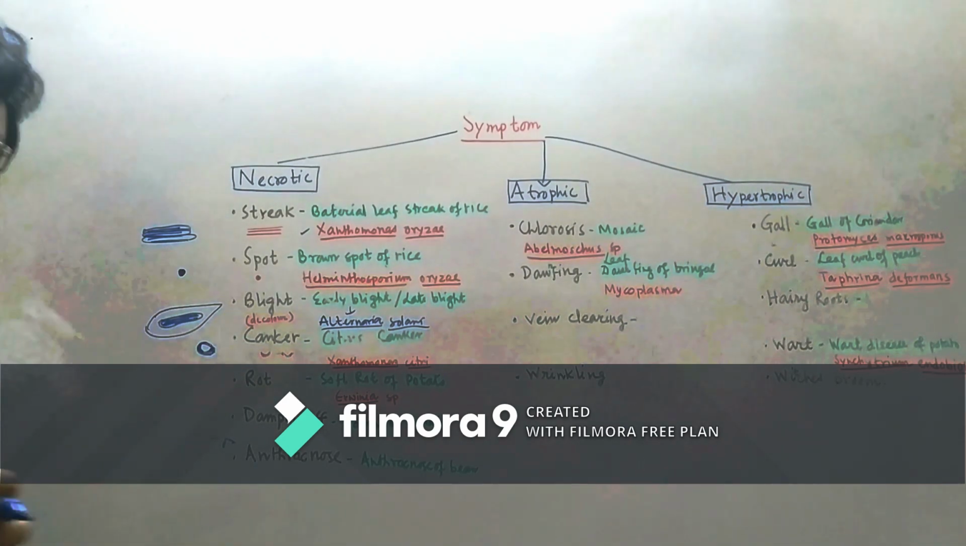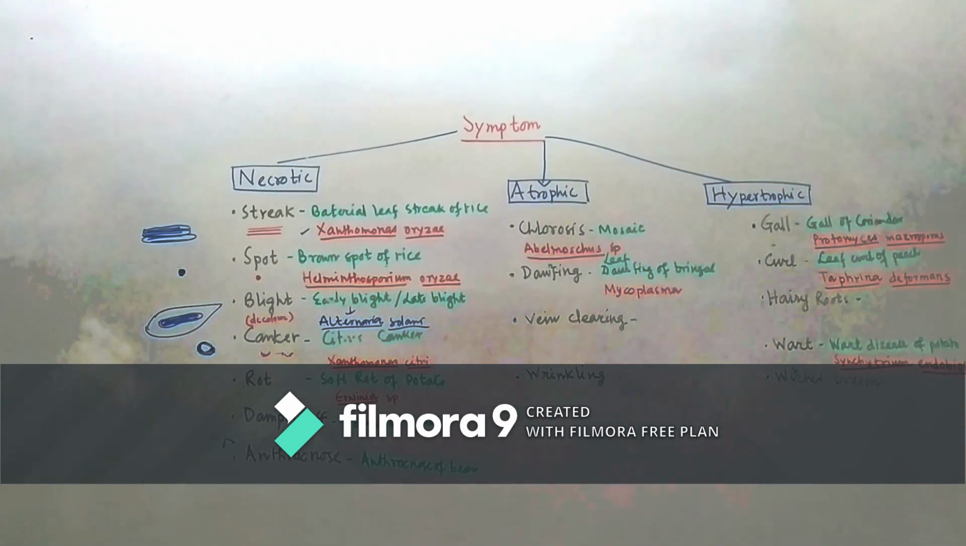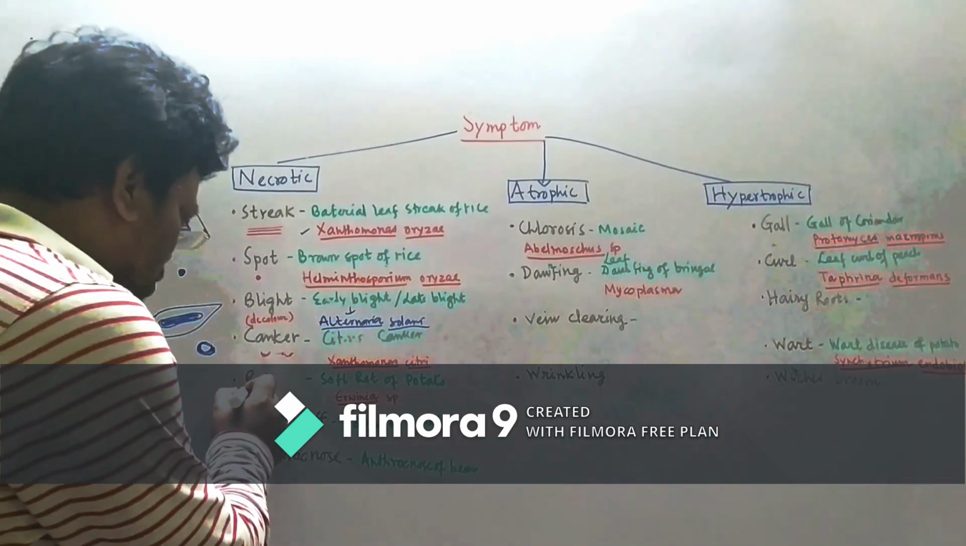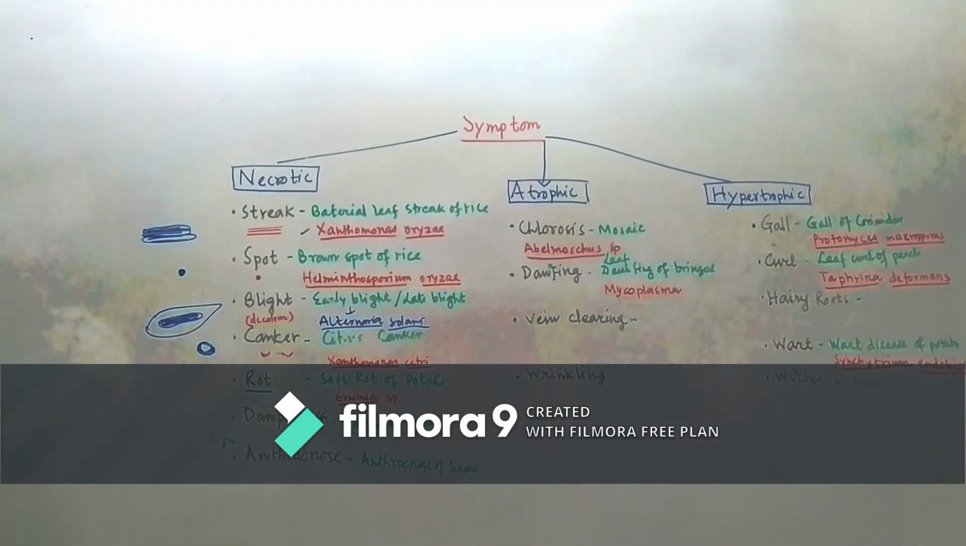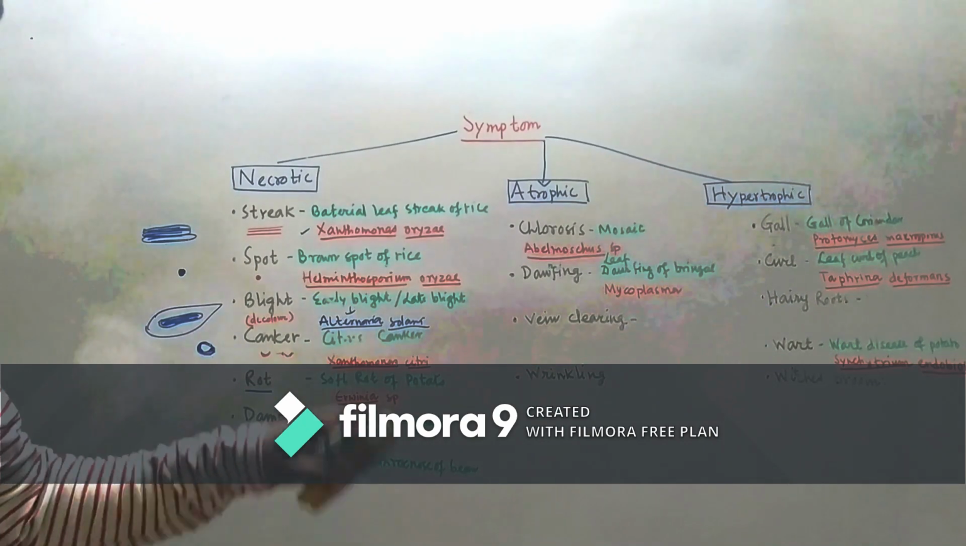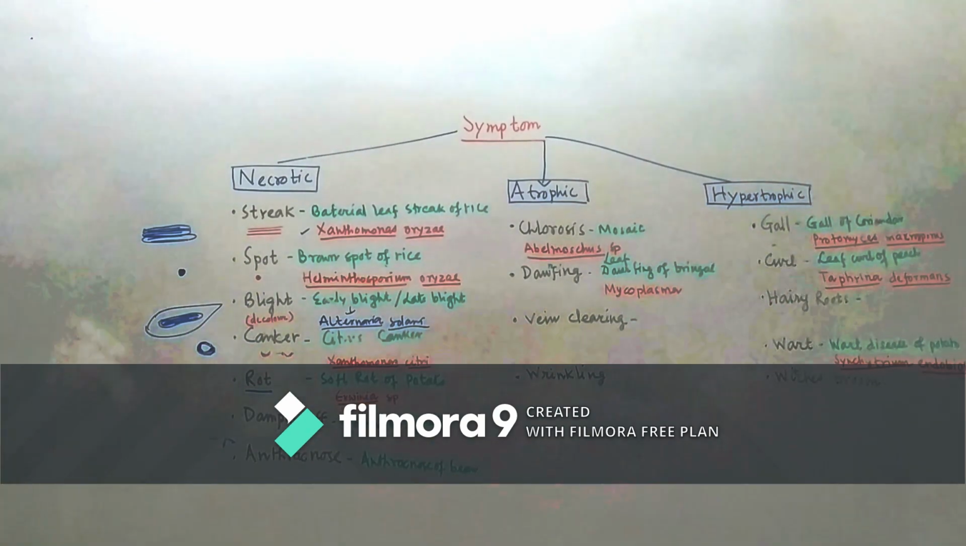When the massive cell is affected and a bad, watery smell is present, that is rot. The tissue is totally damaged. An example is soft rot of potato, caused by Erwinia species.